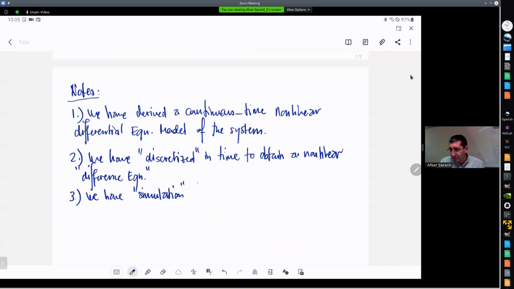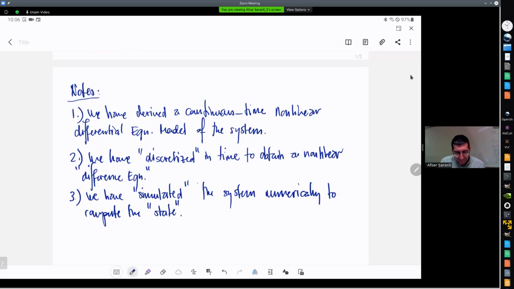The system simulated is what I meant. Simulated the system numerically to compute the state. Okay, so in terms of the time interval that we have considered, it was 0.2 seconds, okay, in our case.